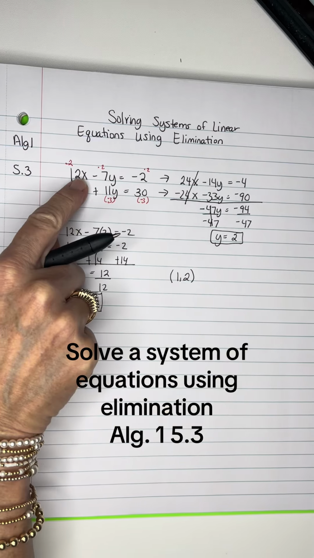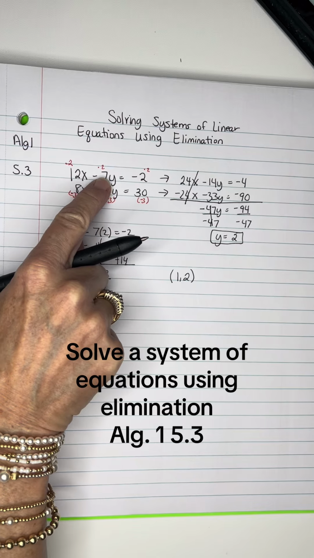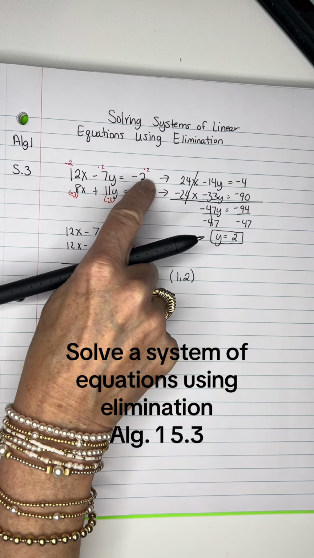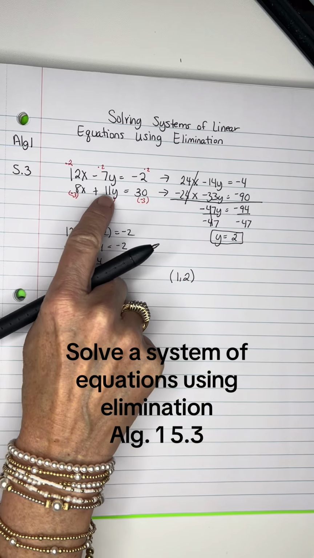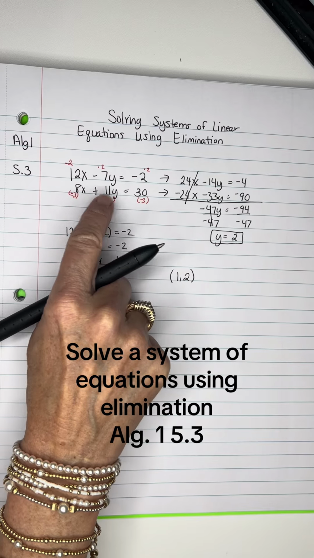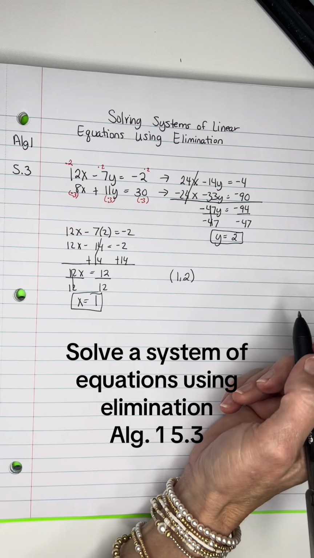Like 12 times 1 is 12, minus 7 times 2 is 14. 12 minus 14 is negative 2. And then plugging it into the bottom one, 8 times 1 is 8, 11 times 2 is 22, 8 plus 22 is 30. So it did work.